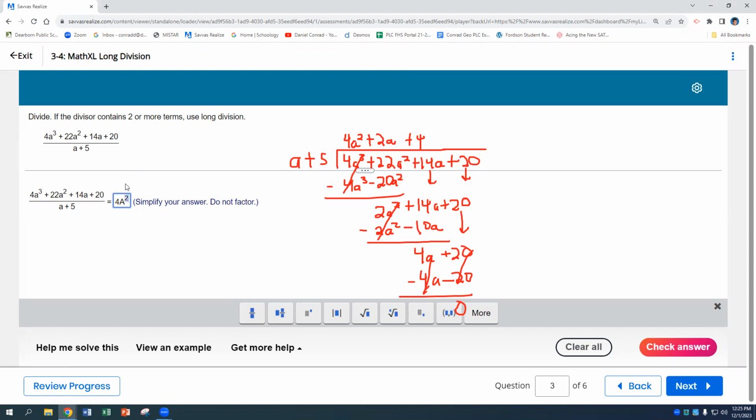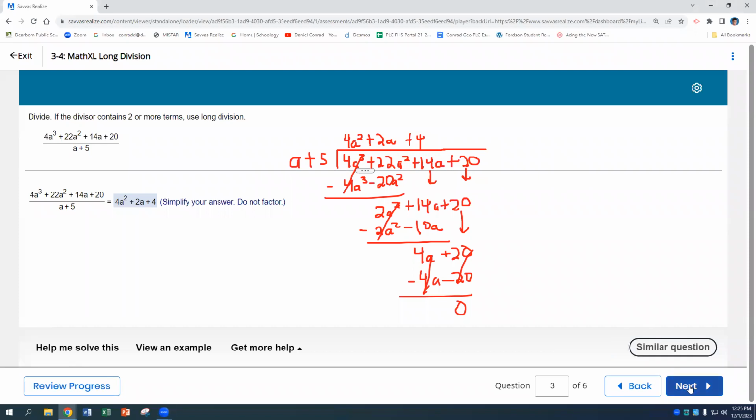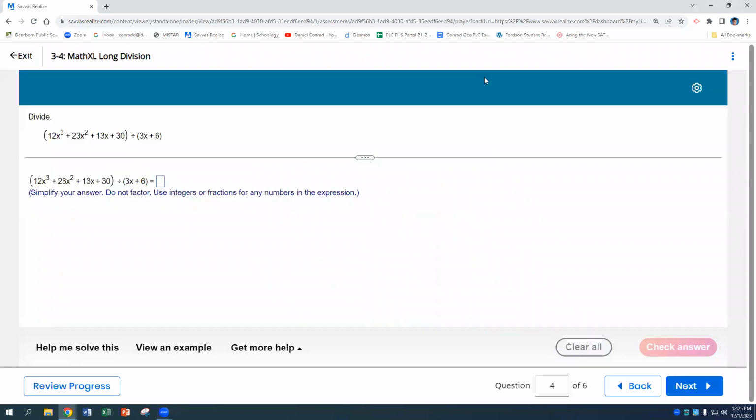I think my caps lock is on. That's why the a is being capitalized. Yep. 4a squared plus 2a plus 4. I was wondering why the x was capitalized before. Let's do one more. Okay, maybe this one will have a remainder.